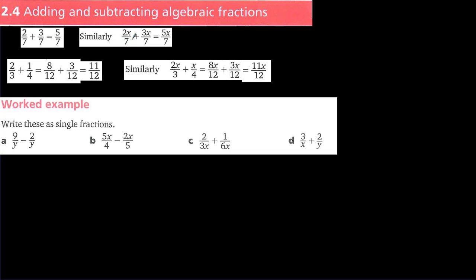Similarly, we are going to do the same operation here. 2x over 7 and 3x over 7. The denominator we are going to copy and it's not going to change, and we are not going to do an operation on it. So 2x plus 3x is going to be equal to 5x. So the answer is 5x over 7. 2x over 7 plus 3x over 7 is equal to 5x over 7.